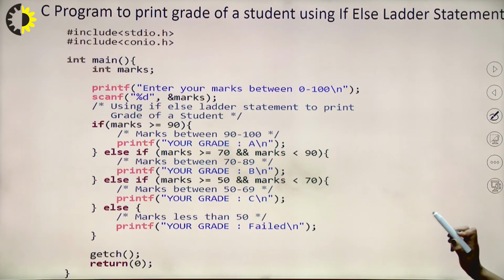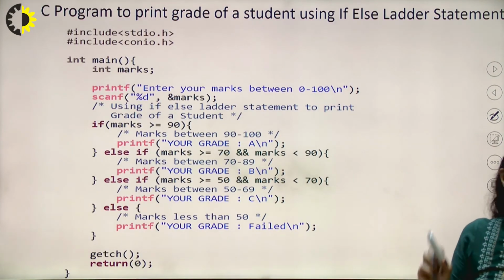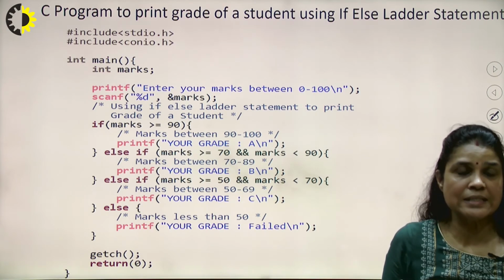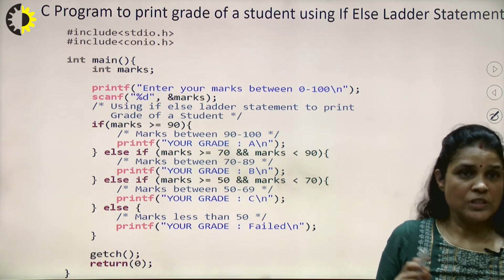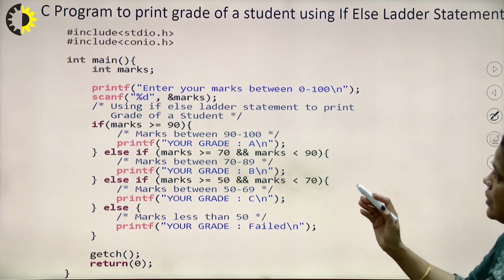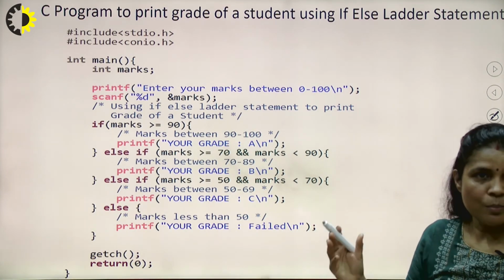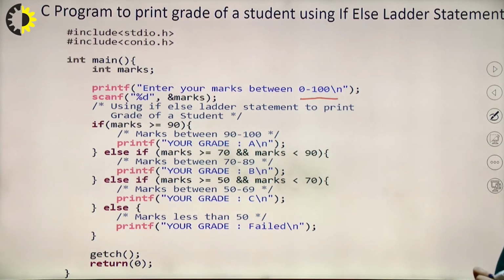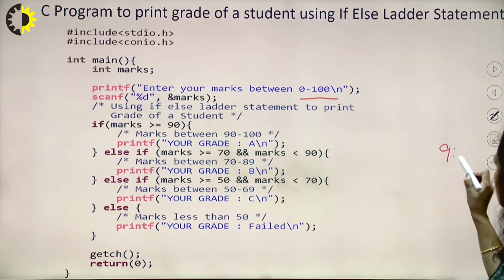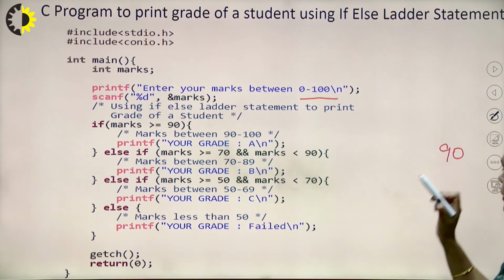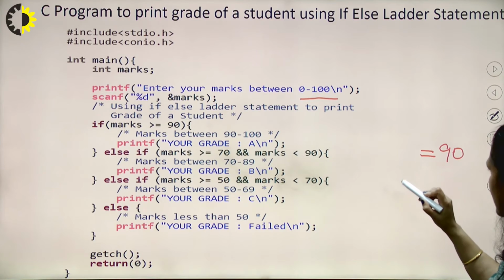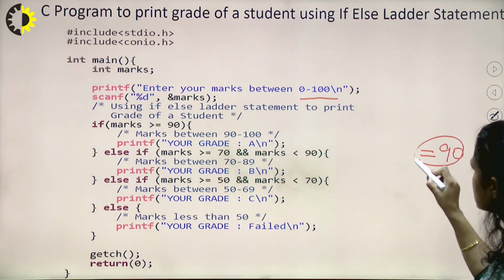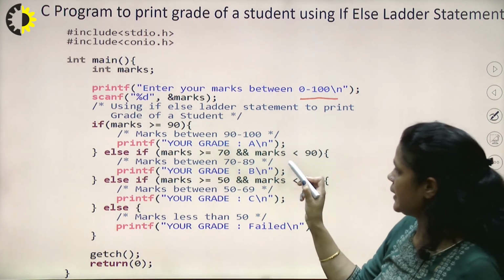Now to better understand, we'll have this example. This is a C program to print the grade of a student using the if else ladder statement. In this program, we are entering marks between 0 to 100. And if a student gets 90 or more than 90% marks, then we can say that he is getting A grade.